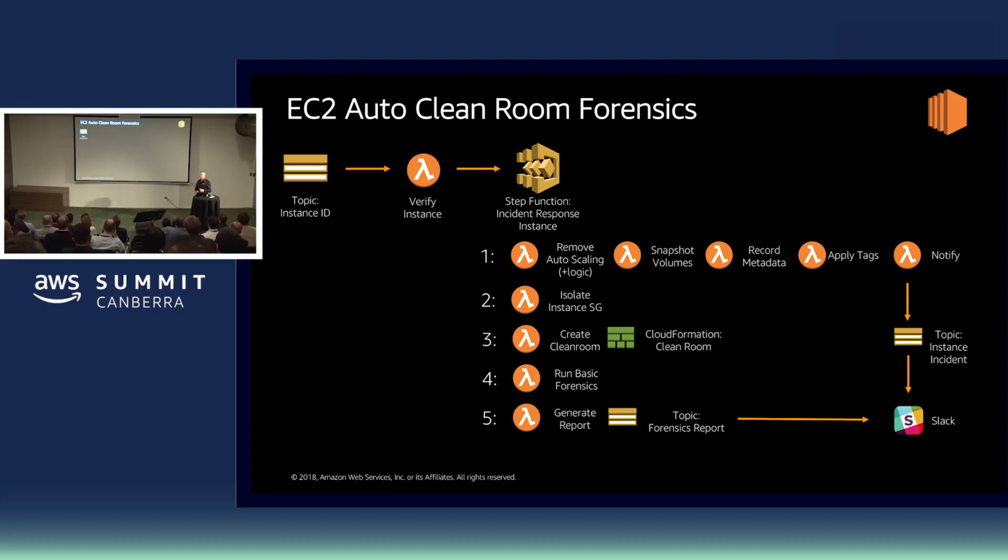So we start off with an SNS topic, and we take in the instance ID. This means we can use GuardDuty, or you can use your own SIEM or your own tooling. You could even manually just send an SNS notification with the instance ID. Pretty easy. We're going to then verify the instance exists and it's not tagged inappropriately, like do not touch. Then we're going to start off the Step Function, which is our coordinator for all the other Lambda functions in here.